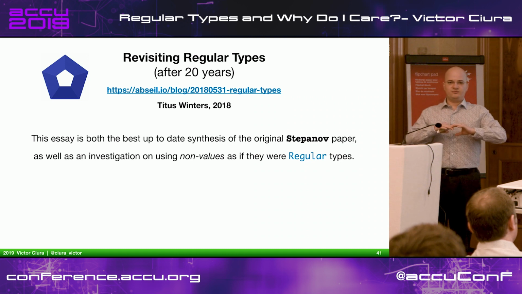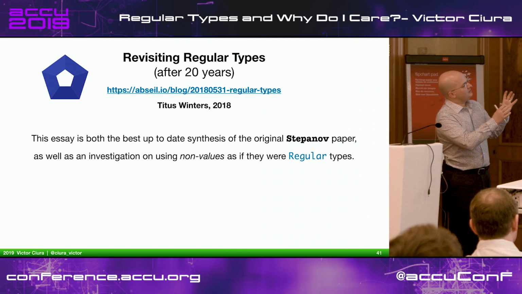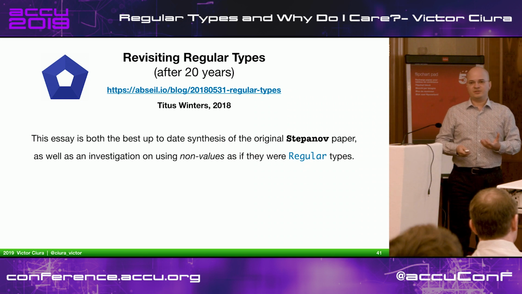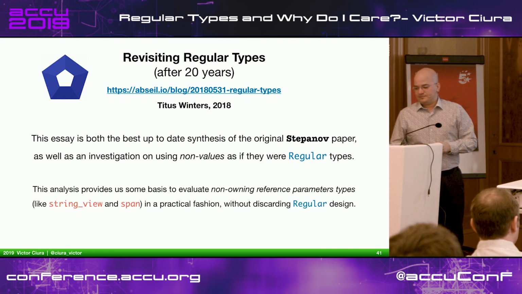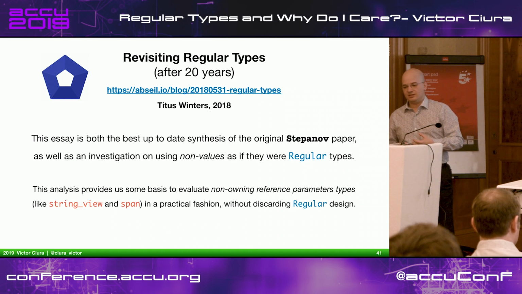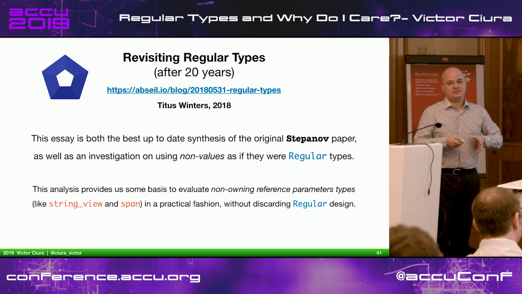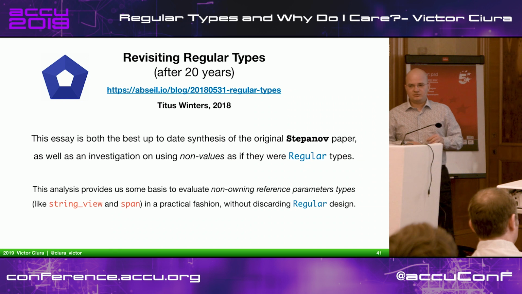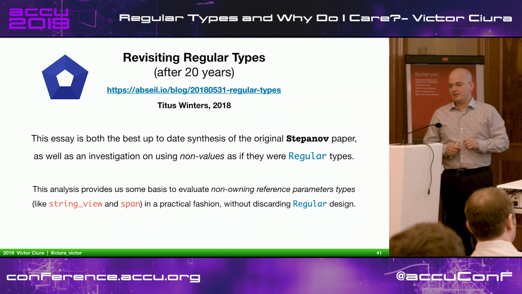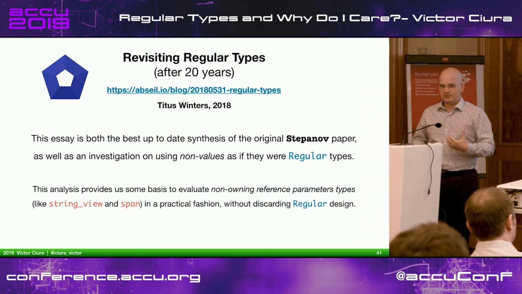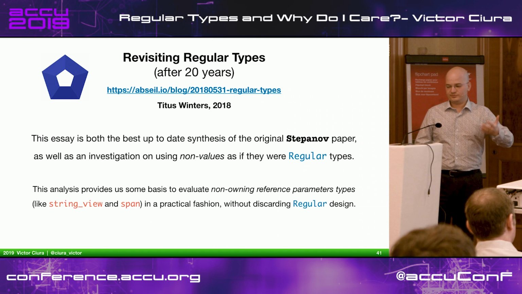And if you take away anything from this presentation, it's that this paper might be the essence of what I'm trying to deliver here, with examples, of course. It gives us the basis to analyze working with non-owning reference parameter types like string views and span without discarding regular design. Although these types might not be regular as per Stepanov regular, as we'll analyze further today, it gives us some footing to confidently talk about these recent additions and be confident that we're using them right.